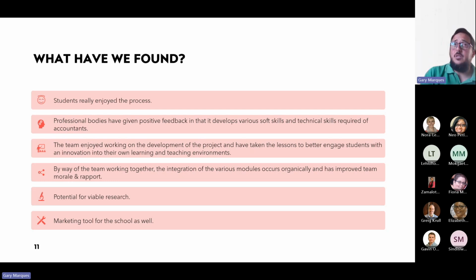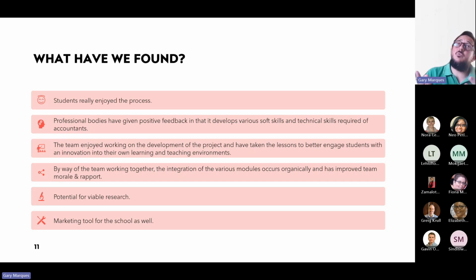In addition, we did share this with our professional bodies to say, look, this is what we are trying to do. This is the project we have in mind, and we got some positive feedback from them as well, saying it's a great way to develop certain soft skills as well as technical skills that are required by accountants.